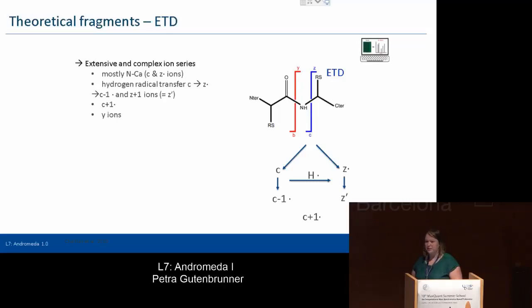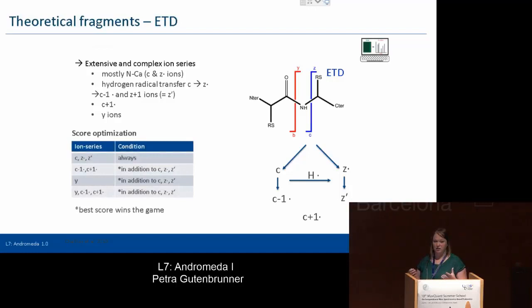So for ETD, as we already figured out, it looks a little bit different. As I said, the break happens between the nitrogen and the C alpha. And then also through the hydrogen radical transfer, we can have here also a combination of C minus 1 and Z prime, which is Z plus 1. And then also it can happen that we have a combination of C plus 1. And so we're taking all these combinations into account.